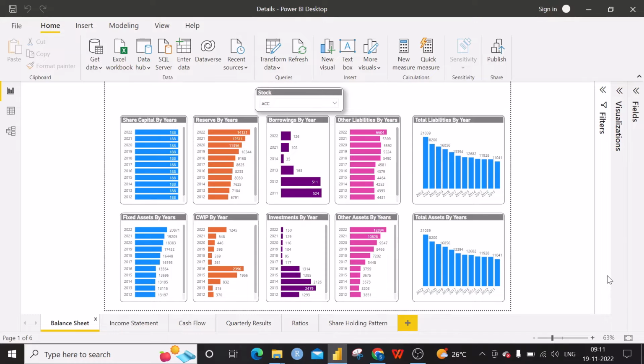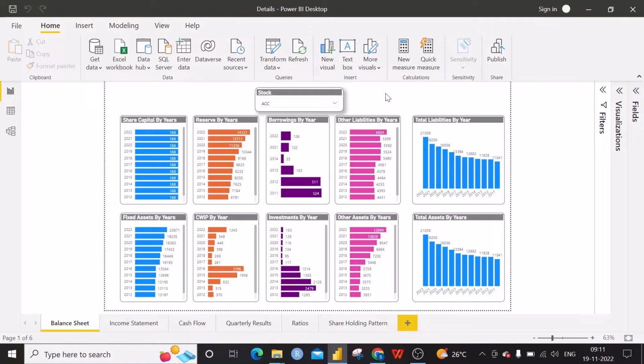Welcome to my video. Let us go together in analyzing the stock called ACC. This is the interactive application I am talking about. It contains the bar chart, and in some other pages it contains column charts also. At the top of the charts we have a filter where we can select the stock we are interested in analyzing. Now we are going to analyze the ACC stock.